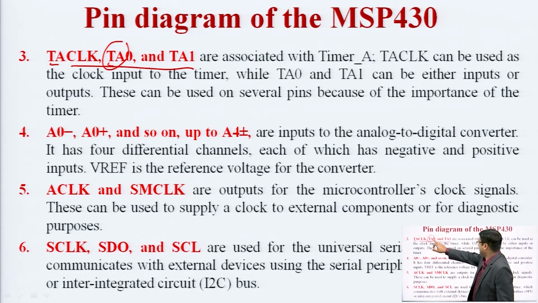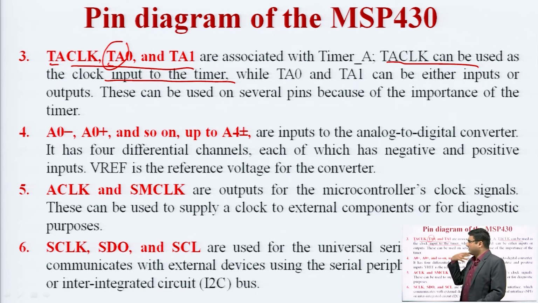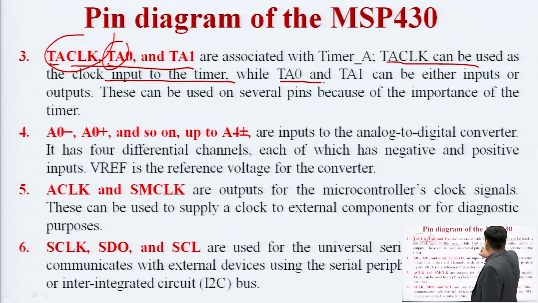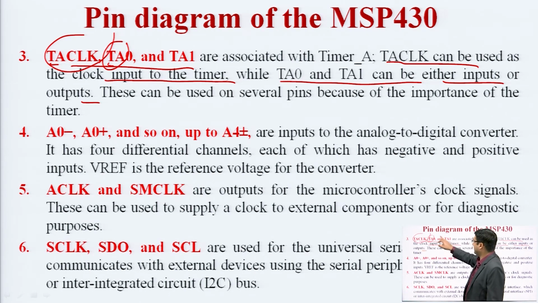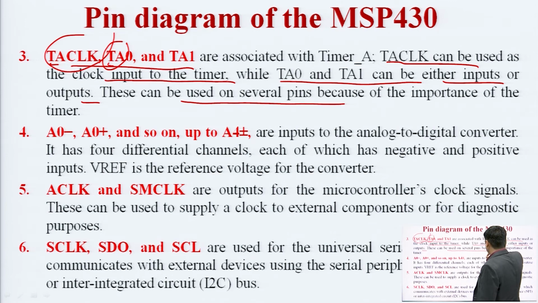So there is a Timer A available. TA clock can be used as the clock input to the timer. So if we want to give input to the timer, this signal will be used. While TA0 and TA1 can be either inputs or outputs. They work in both modes, either input mode or output mode. So these can be used on several pins because of the importance of the timers.